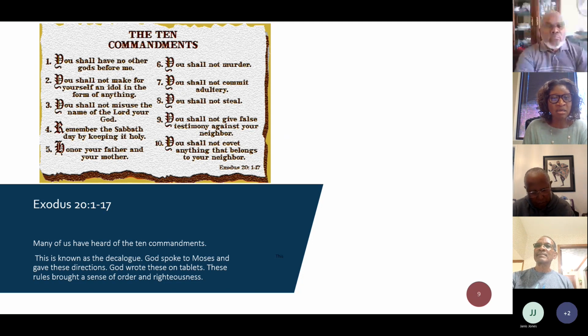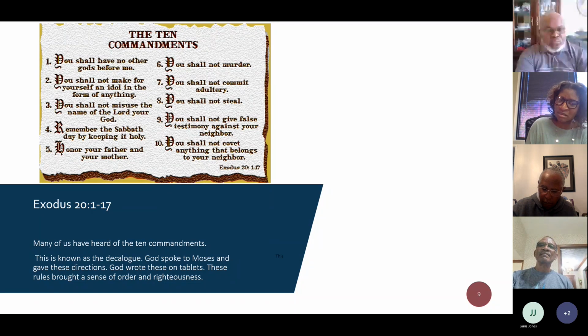We did talk about some of them today, but these commandments are known as the Decalogue. Y'all remember that word, Decalogue, meaning 10. And God spoke to Moses on Mount Sinai and gave him these directions. He said, write these things down, and when you go back down, you tell the people this is what they're supposed to do, because they're acting out.